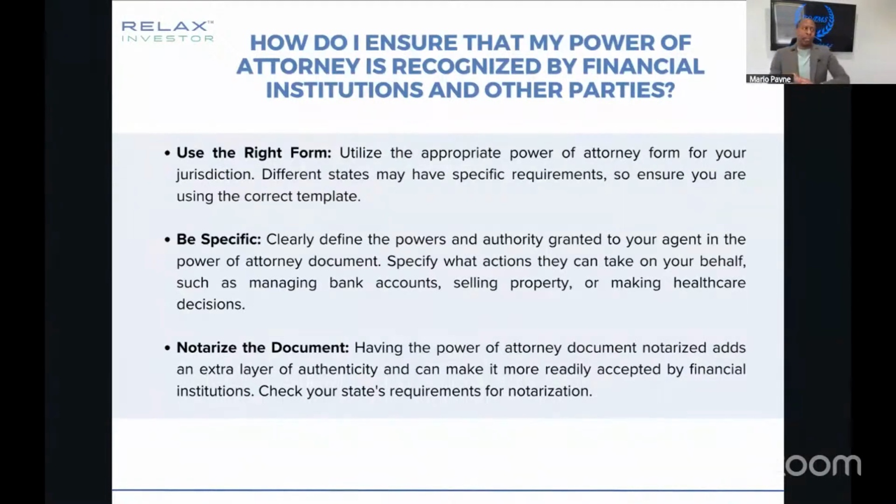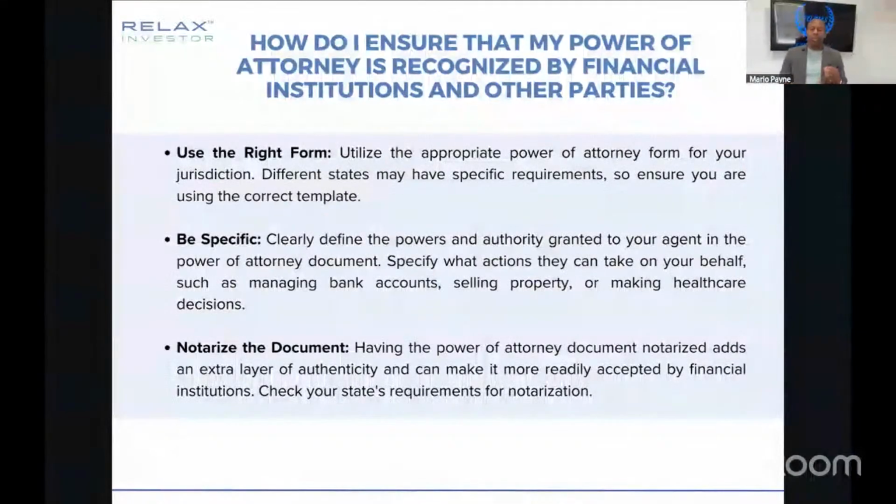Also, if we're going to the hospital, we don't want to use the durable power of attorney or the financial power of attorney for something that's medically related. Or we don't want to go to the bank and use a healthcare power of attorney for something that's financial related. So we want to make sure the right forms are being used.